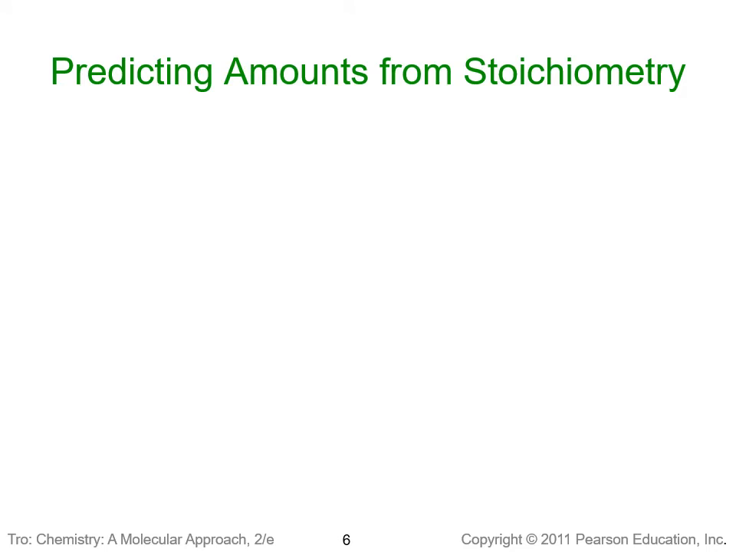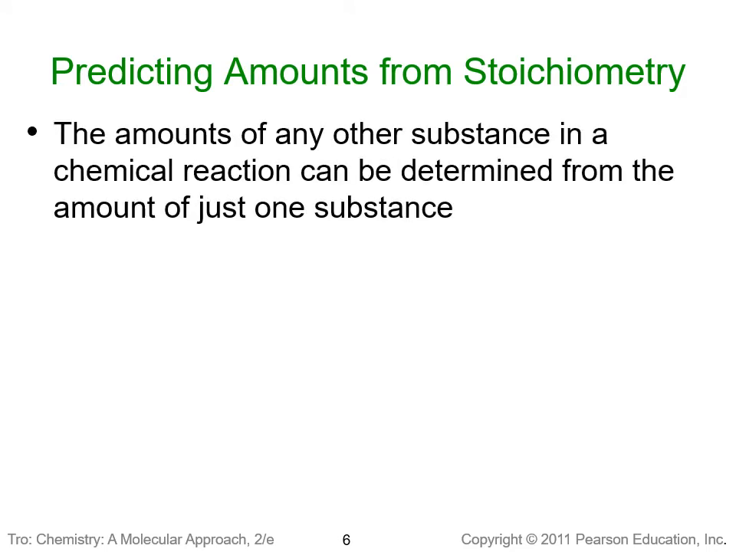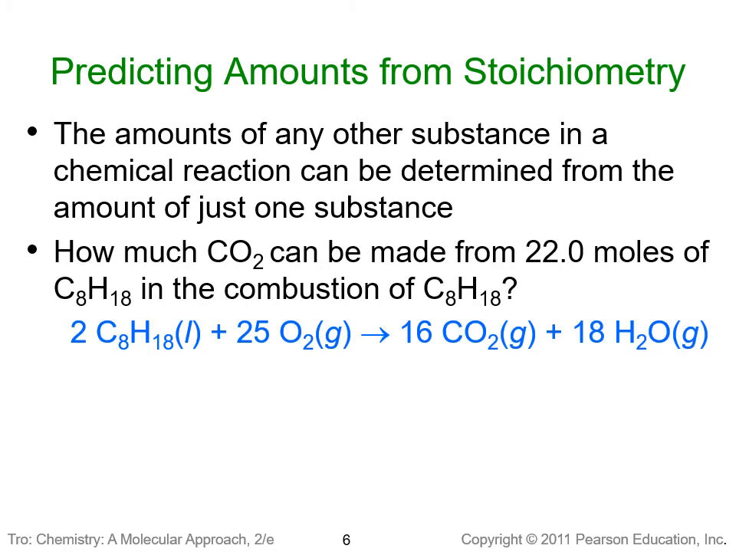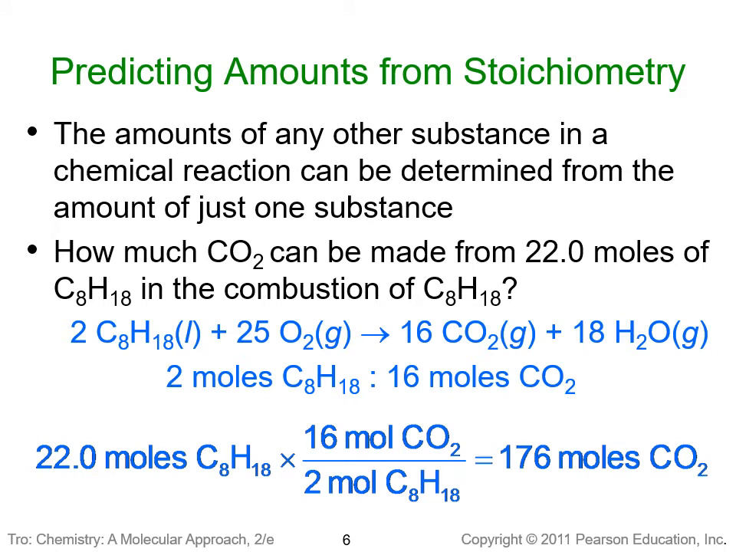Okay. So let's predict the amounts from our stoichiometry. We can just look at the amounts of just one substance to figure out the amounts of the rest. So if we want to figure out how much carbon dioxide can be made from 22 moles of octane during our combustion, we're going to set up our chemical reaction. Our ratio, 2 moles of octane gives us 16 moles of carbon dioxide. This becomes a conversion factor in our dimensional analysis. We start with our 22 moles of octane.